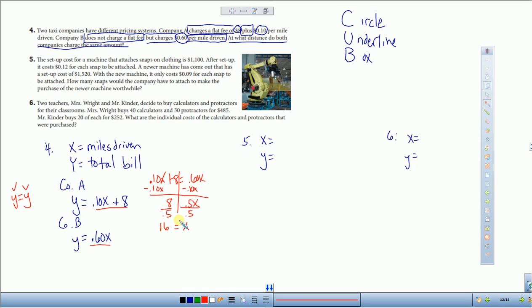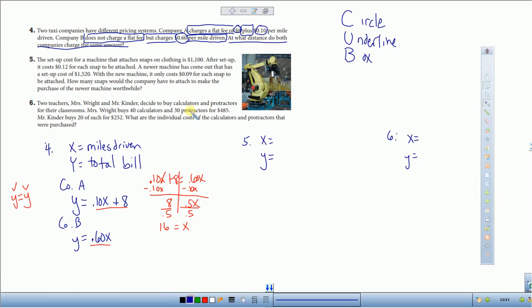And I'll just double check on my calculator. So I'm going to take 8 and divide it by 0.5. 8 divided by 0.5. Yep, Yahtzee. This is telling me, in this question, at what distance do both companies charge the same amount? Well, x is miles driven. 16 is the answer. So I move on to question 5.